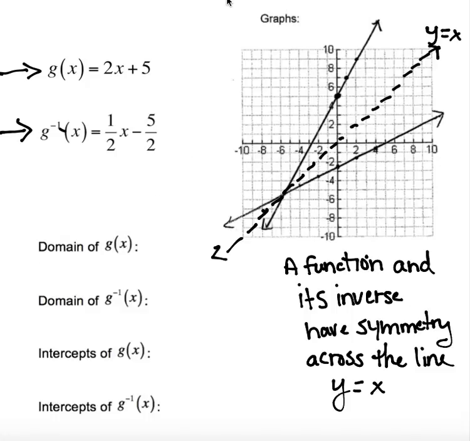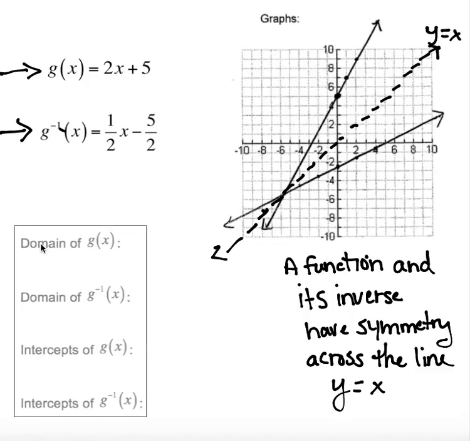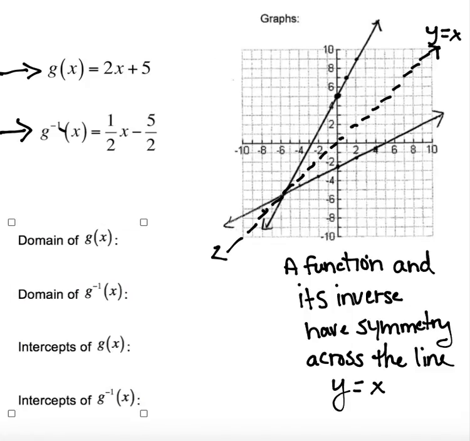Domain, let's start there. Domain of g of x. So we have to look at our original function, 2x plus 5, and we have to say, are there any restrictions? Well, there's no fractions and there's no radicals, so we have no restrictions, meaning the domain is negative infinity to infinity.